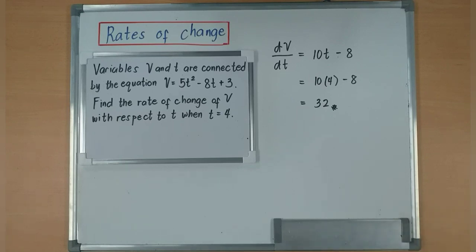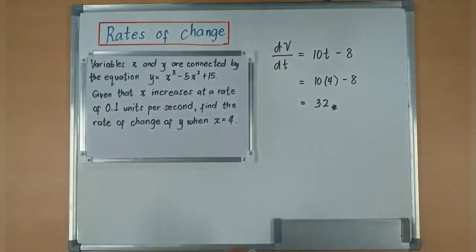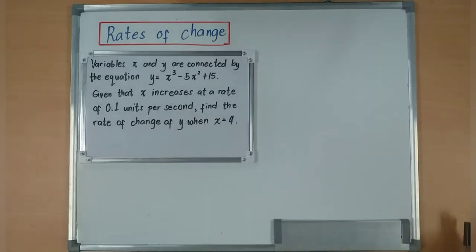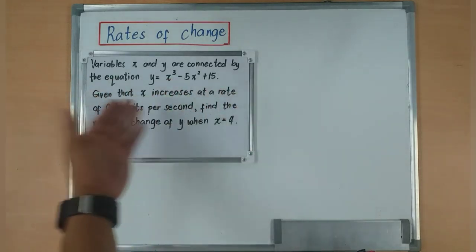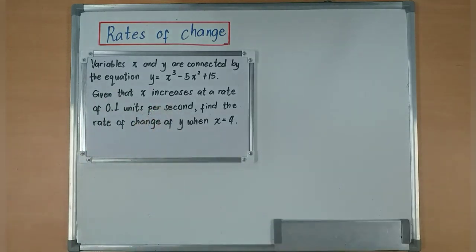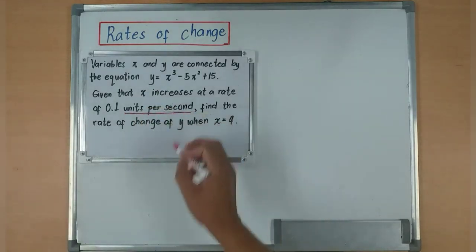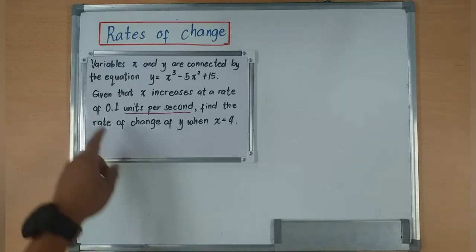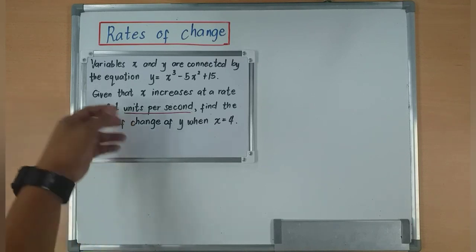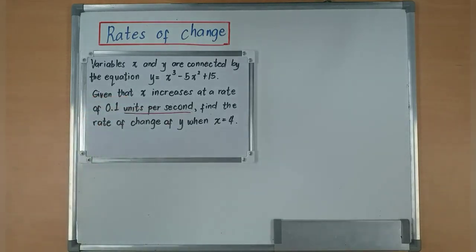Now, let's move on to the next example. Variables x and y are connected by the equation y is equal to x cubed minus 5x squared plus 15. Given that x increases at a rate of 0.1 units per second, find the rate of change of y when x is equal to 4. You notice that it says units per second. So x increases at that rate in terms of seconds. What is second? It's basically time.